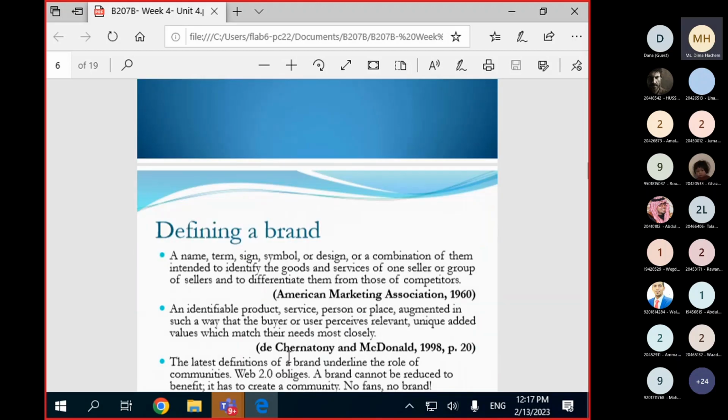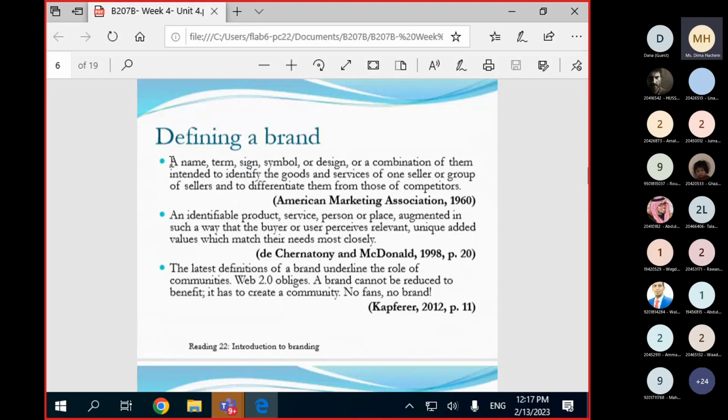So here we have some definitions of a brand. The first one says it's a name, a term, a sign, a symbol, or a design, or a combination of them. So it's all of these combined, either all of them or some of them combined, that make the brand name, and that will decide what you as a consumer will think about this product. So it's an identifiable product, service, person, or place augmented in such a way that the buyer or user perceives relevant. Notice that here, the first very important word that we have is that it's identifiable.